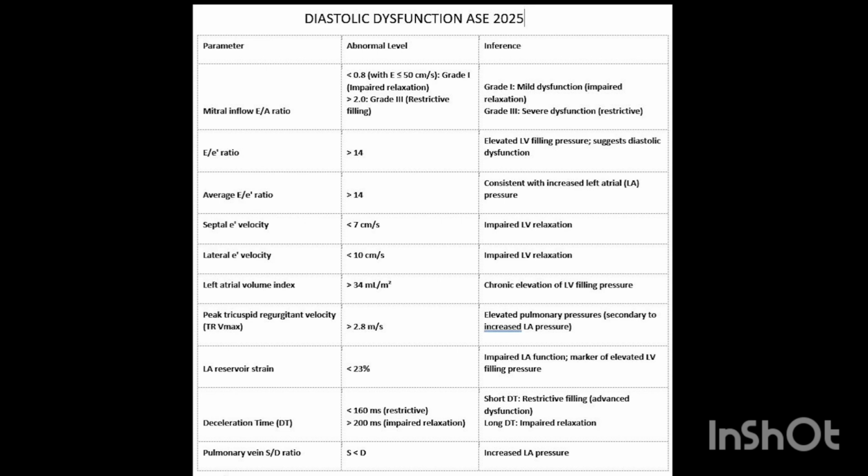Deceleration time less than 160 milliseconds suggests restrictive filling. Greater than 200 milliseconds suggests impaired relaxation or dysfunction. And finally, the pulmonary vein systolic diastolic ratio, where the systolic is less than the diastolic, it suggests increased left atrial pressure. There you have it, ladies and gentlemen, the ASE 2025.